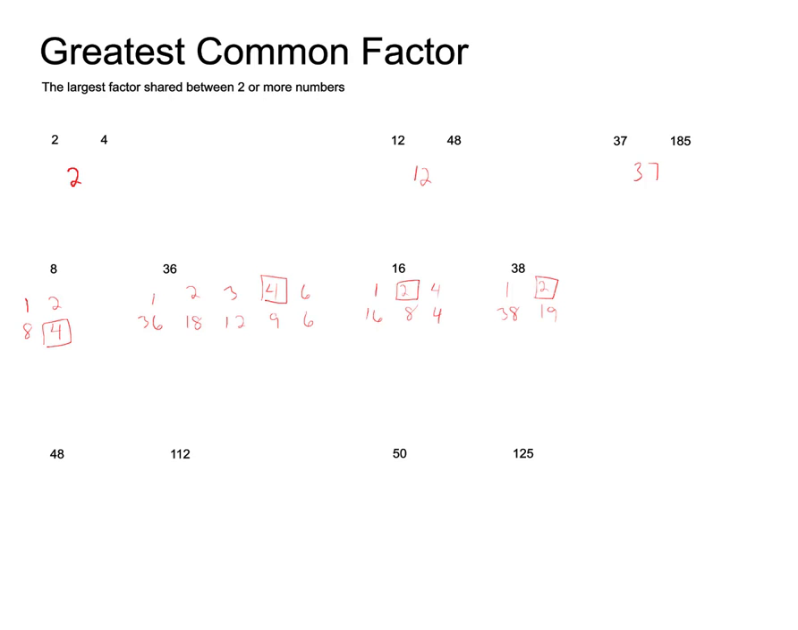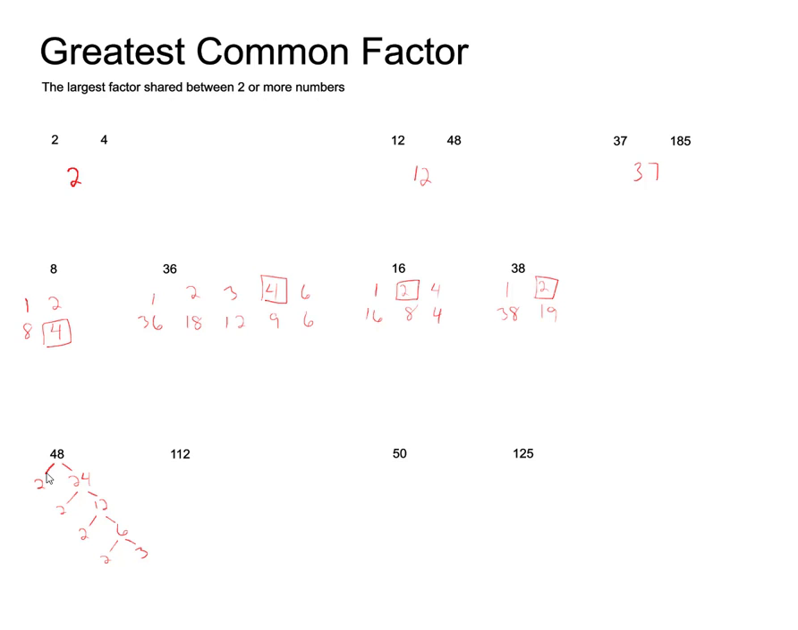So let's take 48 and 112. With 48, we can break that down into 2 times 24. Then we can break 24 into 2 times 12. 12 can be broken down into 2 times 6, and 6 can be broken down into 2 times 3. So then we have 2 times 2 times 2 times 2 times 3 will give us 48, and 2 and 3 are the prime numbers.